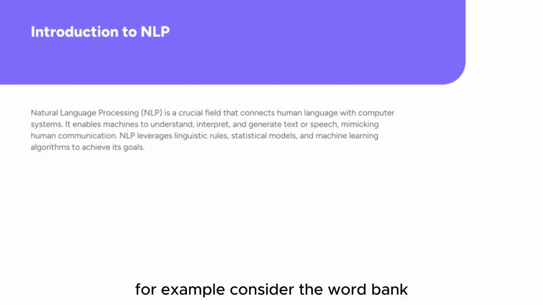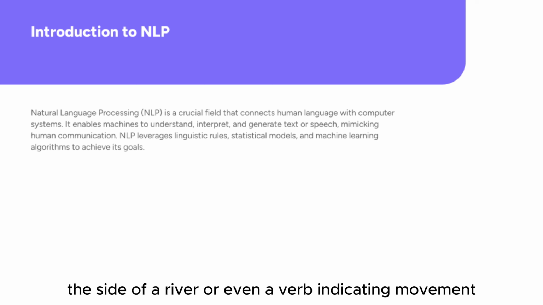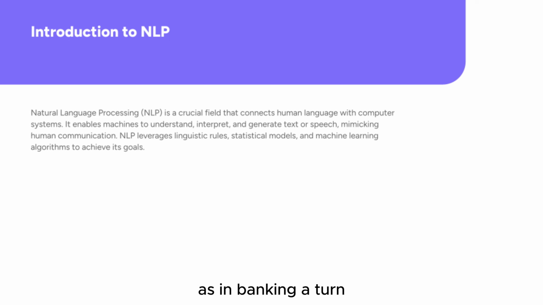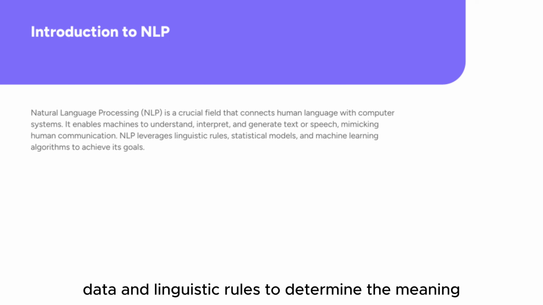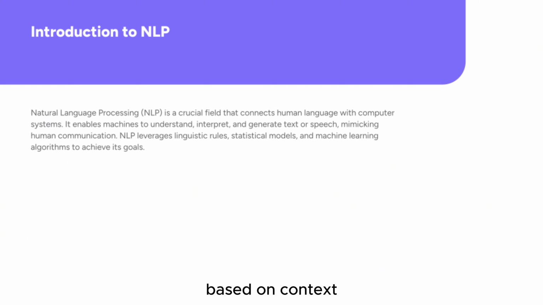For example, consider the word bank. Depending on the context, it could mean a financial institution, the side of a river, or even a verb indicating movement, as in banking a turn. NLP works by using algorithms, data, and linguistic rules to determine the meaning based on context.